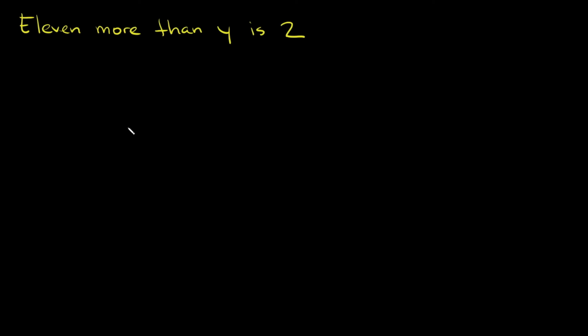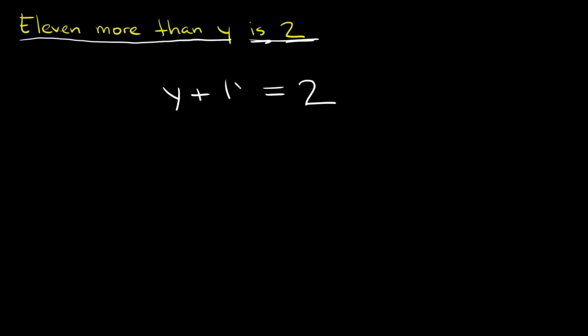This one says 11 more than y is 2. Whenever you see something like this, "is" is basically the same thing as equal to, and 2 is just the number 2. Now let's figure out the rest of this. 11 more than y means I want y, and then I want to add 11 to that. Remember, more than means add. So we have 11 plus y is equal to 2.